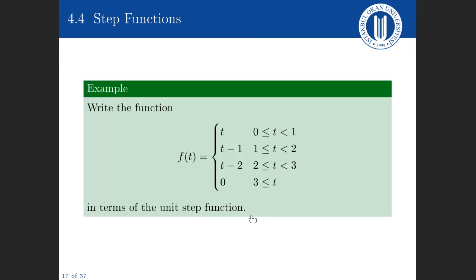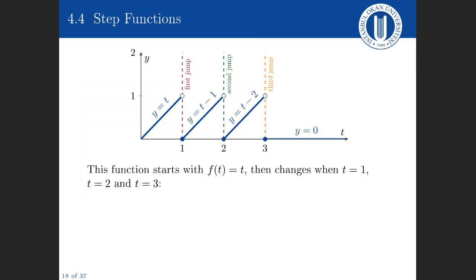Another function. Write this function in terms of the step function. First, the function is equal to t, then it's equal to t minus 1, then it's equal to t minus 2, and then it's equal to 0. Here's a graph of the function.